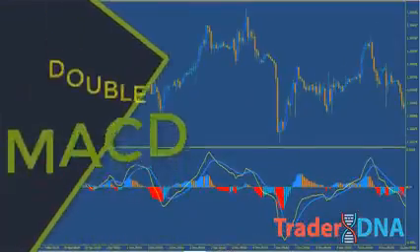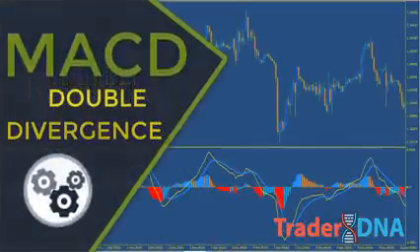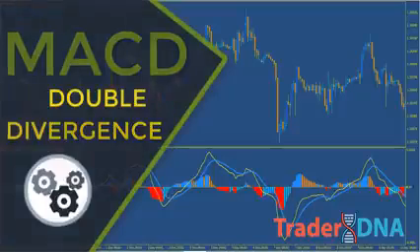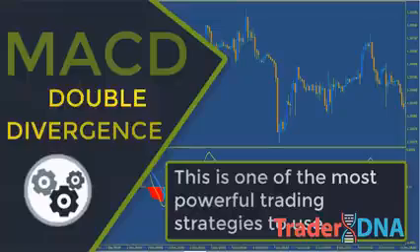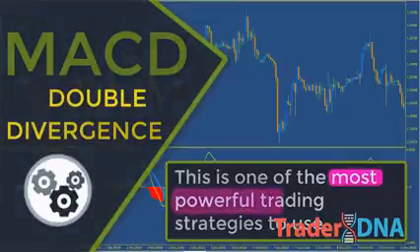Now, how to use effectively the MACD divergence strategy. In this section, you'll learn to implement the MACD divergence indicator much more effectively. This is one of the most powerful trading strategies to use. You can use the MACD histogram to search for divergences, but also the MACD line and the signal line.